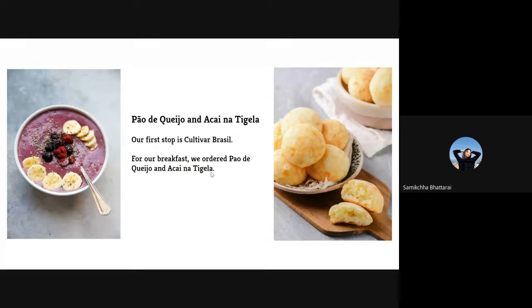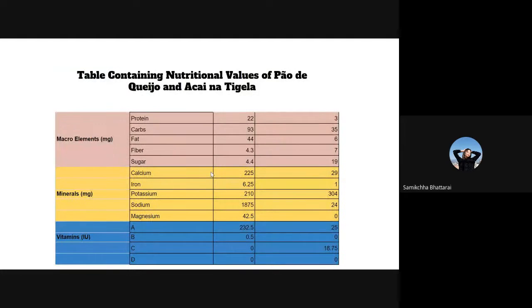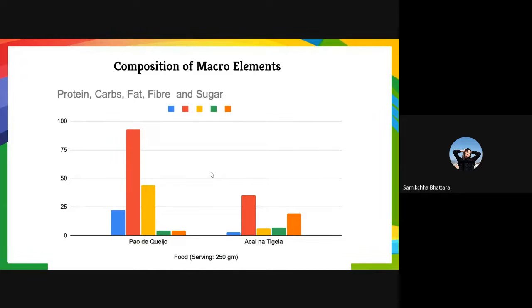But dessert and breakfast, who would have thought it would make a great combo. Now, talking about the compositions, as you can see clearly on your screen, the table of composition of macro elements, minerals and vitamins, and today I will be explaining to you the composition of this breakfast we had. So on the next slide we have a composition of macro elements.